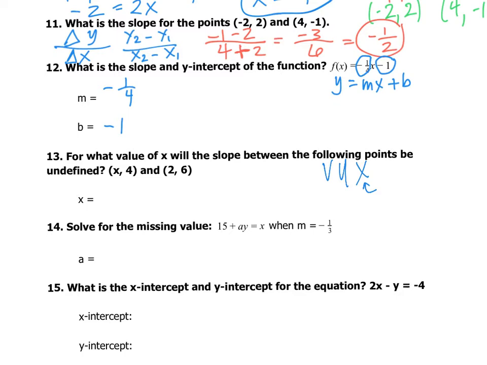Okay, so it's not going to pass the vertical line test because the only value it's going to go through is that one x value.